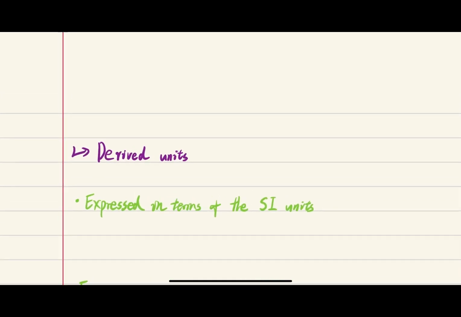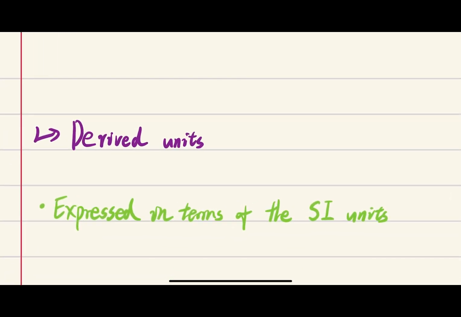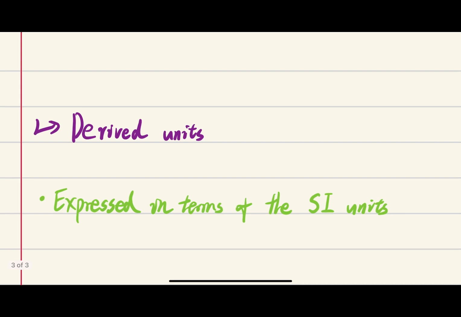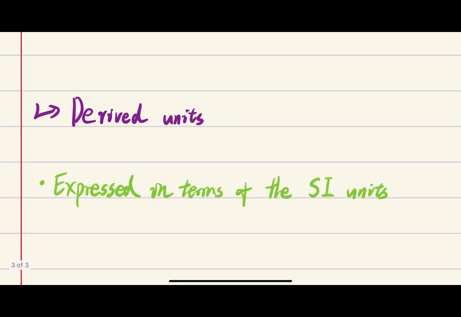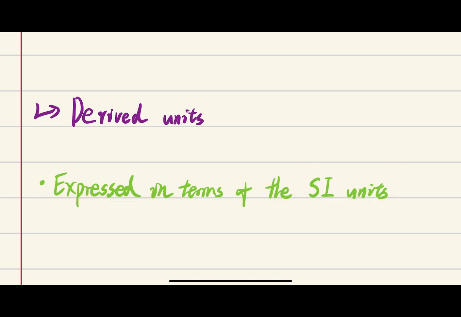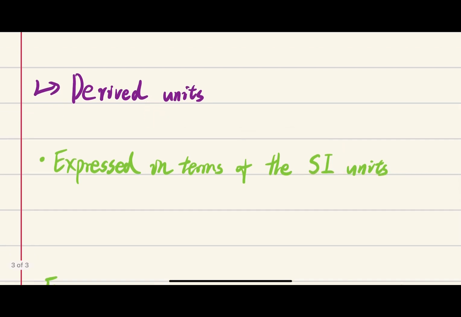Then we're going to talk about the derived units. When we say we're going to derive something, it means that we're getting something from another thing, and that's exactly what's happening here. The derived units are expressed in terms of the SI units, which means that the combination of those SI units make up our derived units. I'm going to give you a few examples.